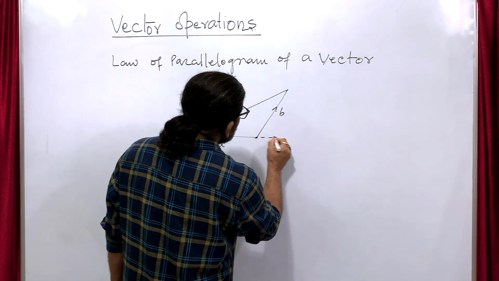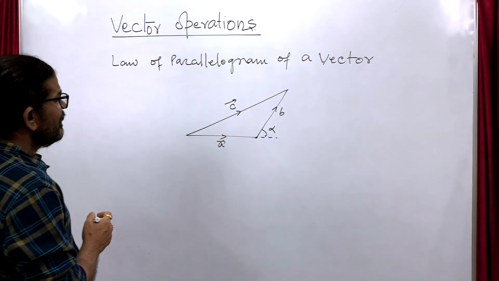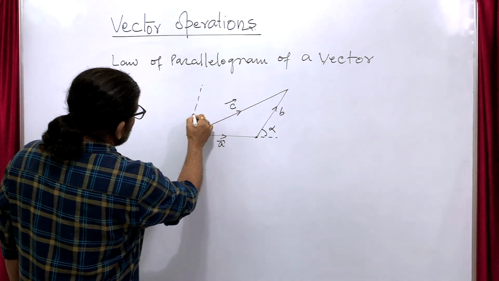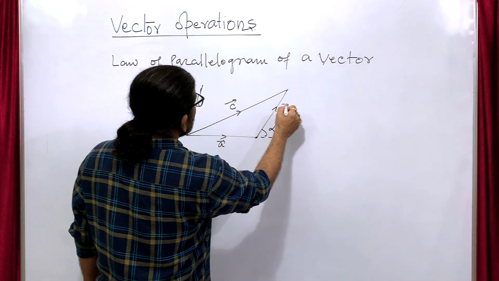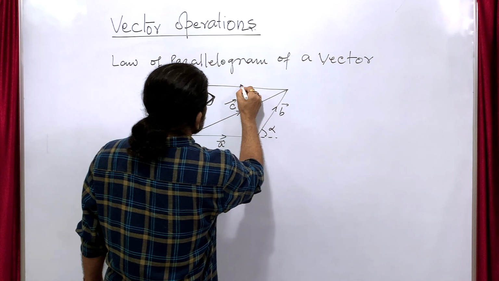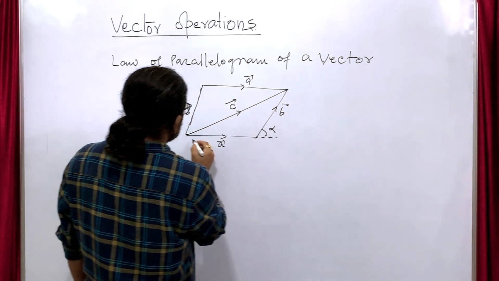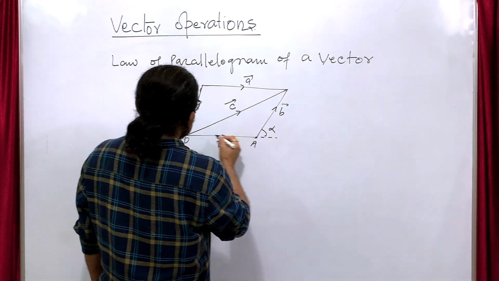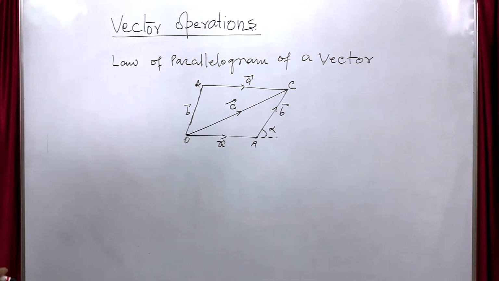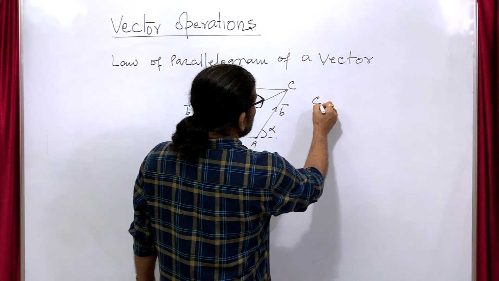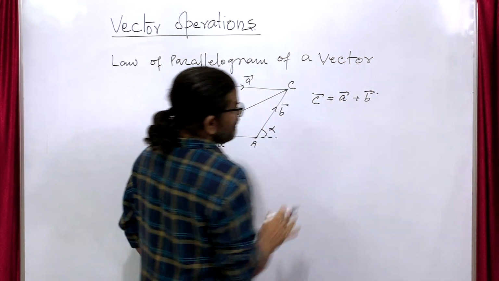If this angle is alpha, then you can see, if we take this as B vector, then this will be A vector, and this is the diagonal, which is C. So C is representing vector A plus vector B.